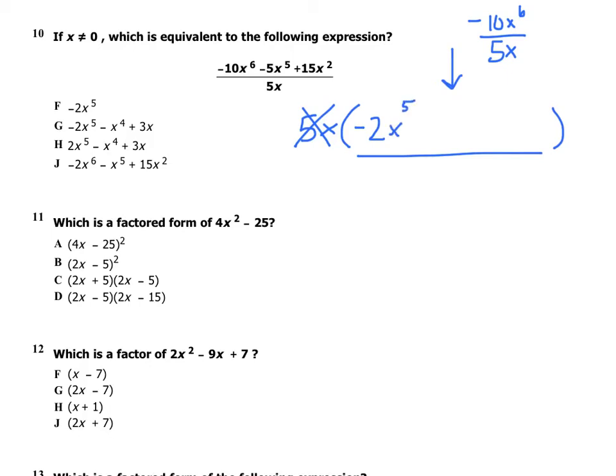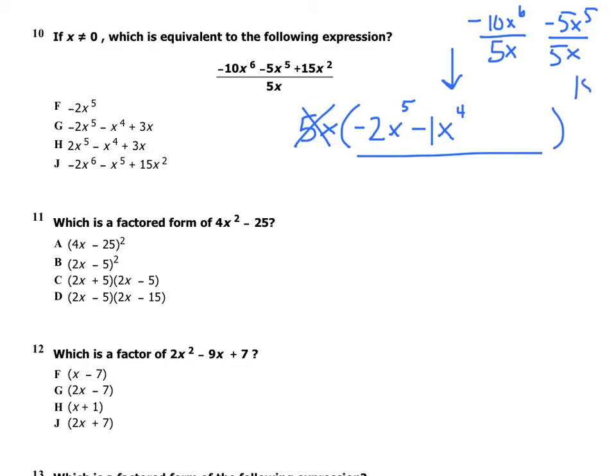Next one is negative 5x to the 5th over 5x. Well, negative 5 divided by 5, that's negative 1. Oh, sorry. Hit the bottom of the screen by accident there. Negative 5 divided by 5, that's negative 1. X to the 5th, divide off an x, leaves x to the 4th. And I left the 1 there for now. We'll drop it in a minute.